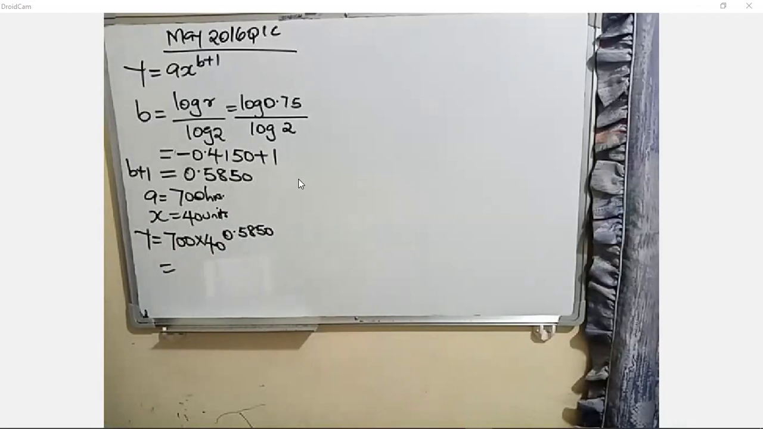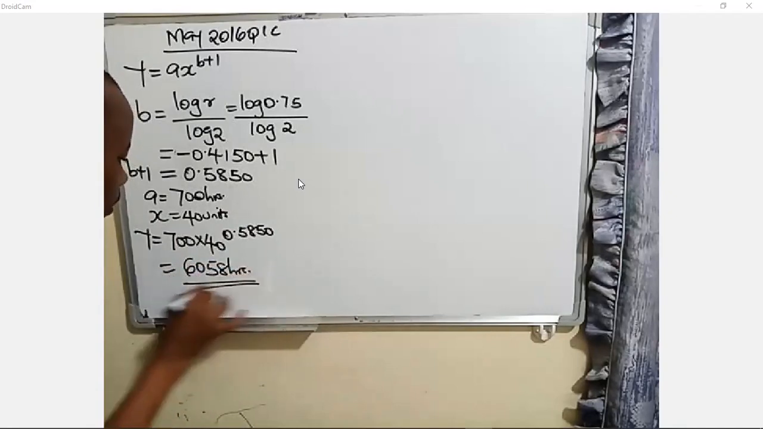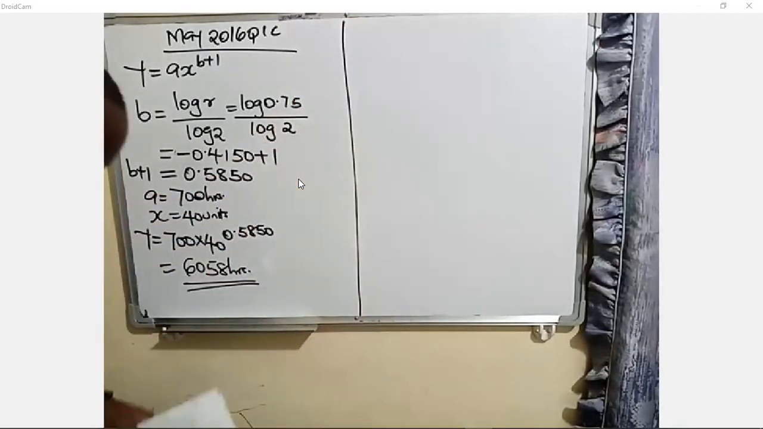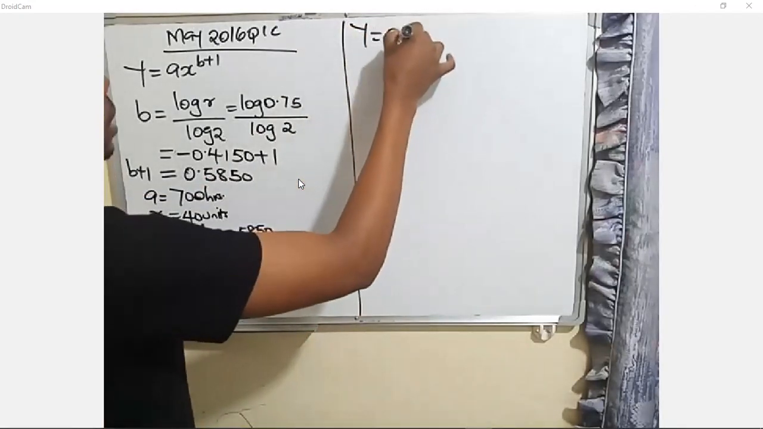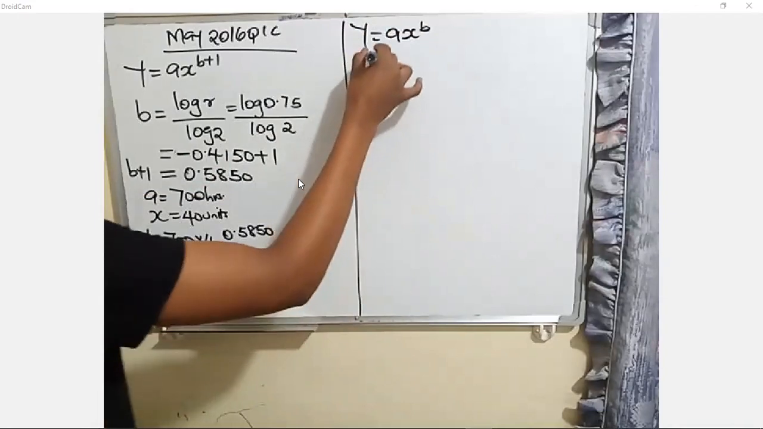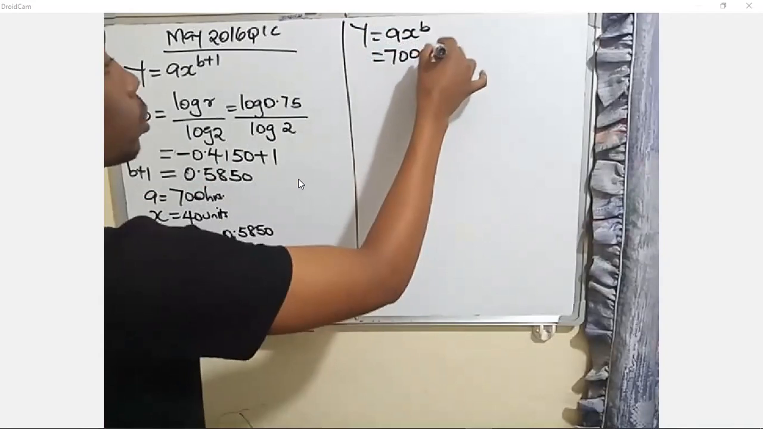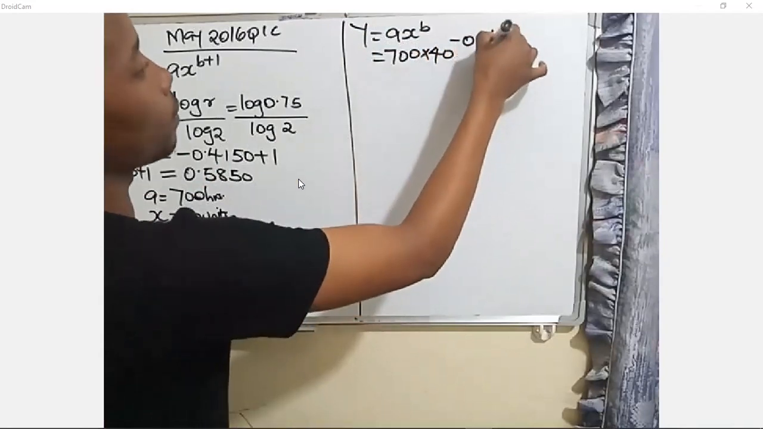6058 hours. Thank you. So what about the average? The examiner is asking us the average time. I told you, unless the examiner is asking, it should be like this. So we just say it should be 700 times 40 raised to the power negative 0.4150.